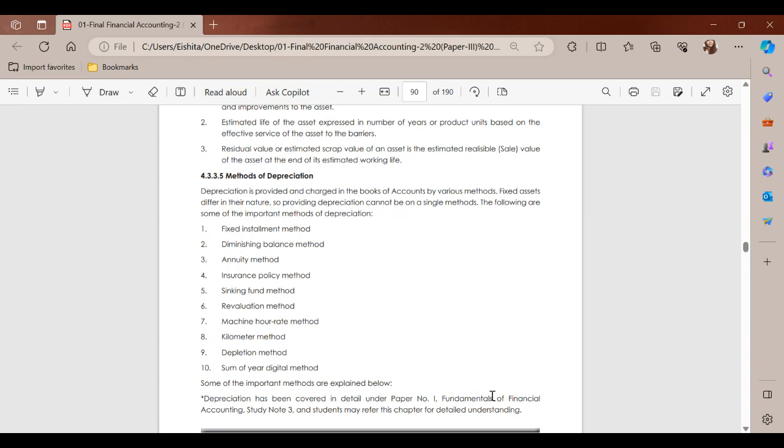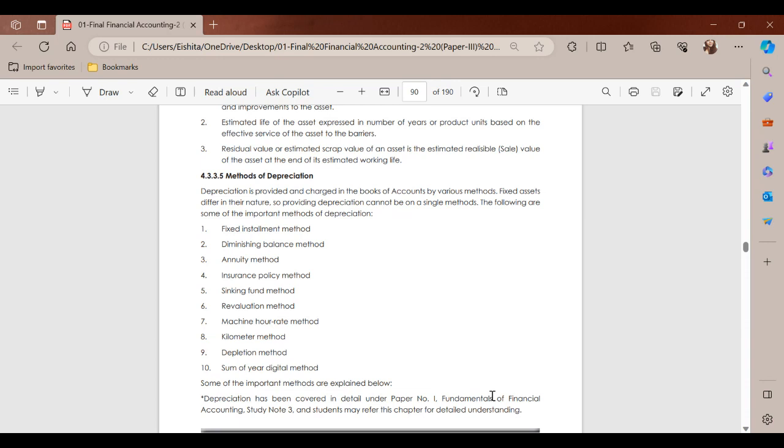Depletion is on wasting assets, on mines, quarries, landfills, etc. Whatever are the depreciating assets, whatever are the depleting assets, you will capitalize, and based on the depletion, you will deplete that asset. Last is the sum of year digit method. This method is not used in India, while in the US this method is used.